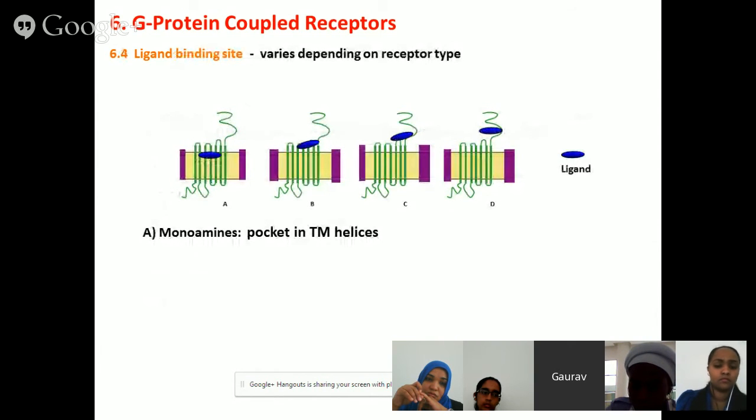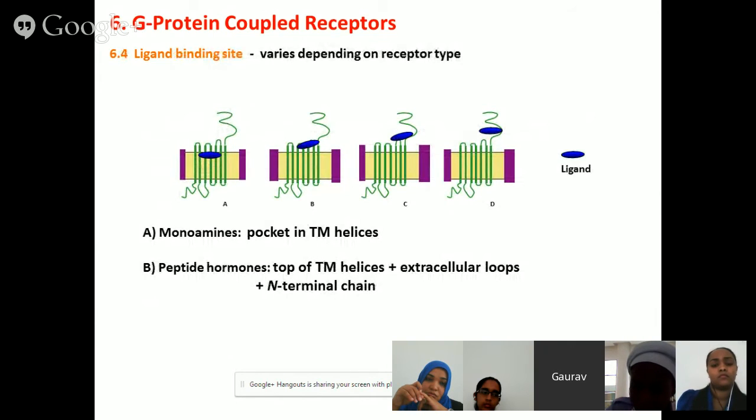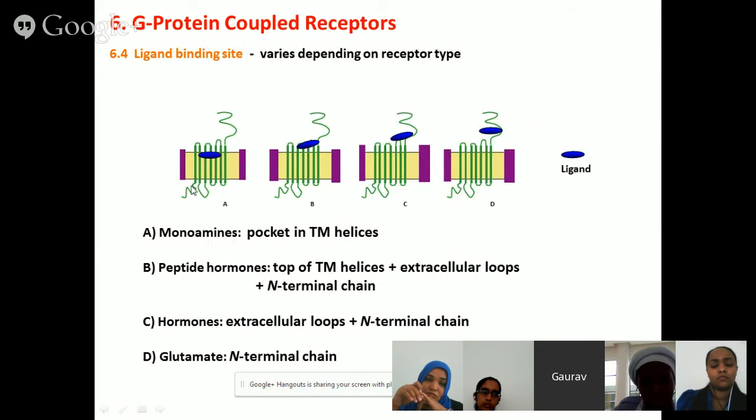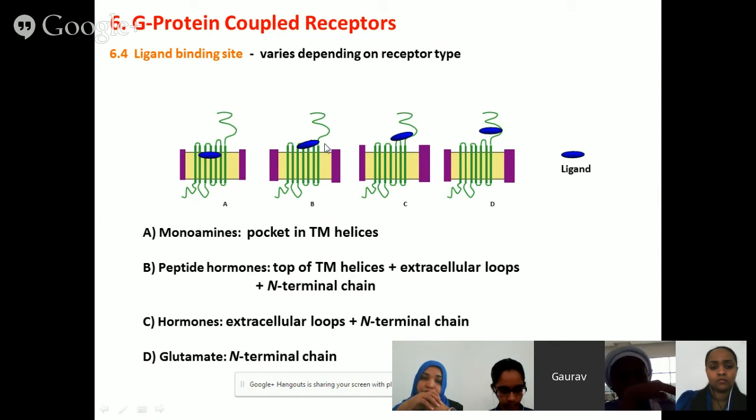Now in this structure we can see different binding sites of G protein coupled receptors. You can see in figure A, this is a binding site inside a pocket. Inside a pocket, this is a binding site for the monoamines. Next, in B, you can see a binding site on the top of the transmembrane helices, present extracellularly and near the N-terminal chain. This is a binding site of peptide hormones.